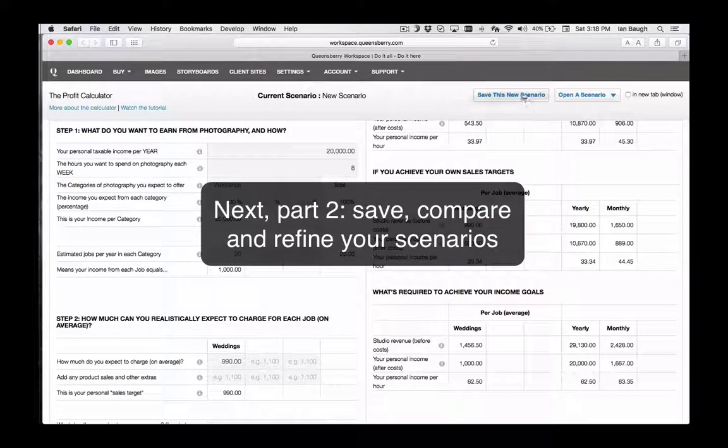Once you've finished, you can save your figures and compare it with other scenarios that you've saved, which is a great way to be able to optimize your business plan.